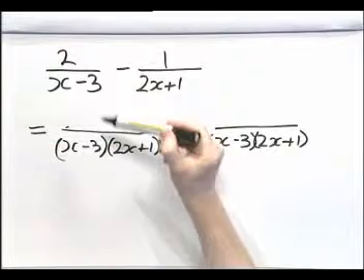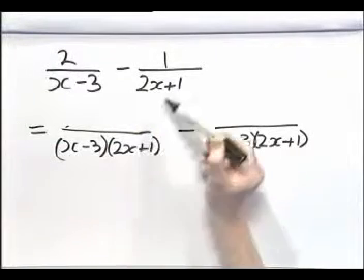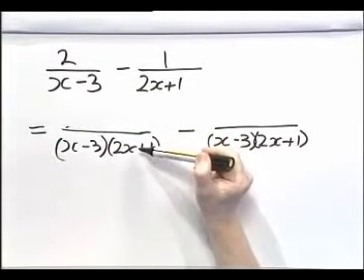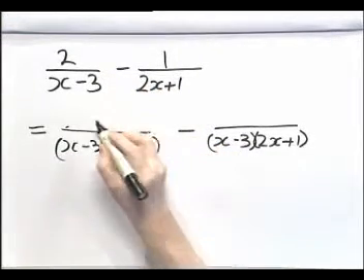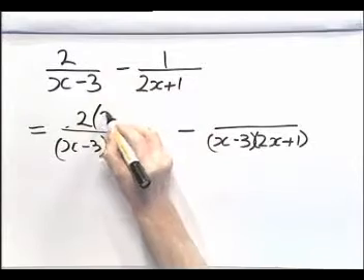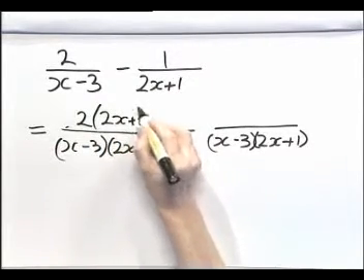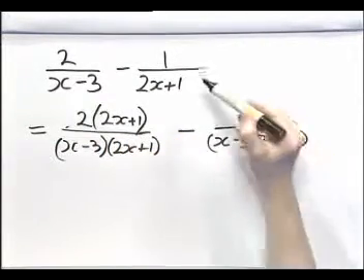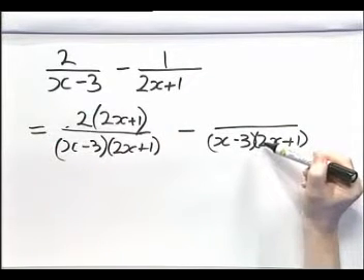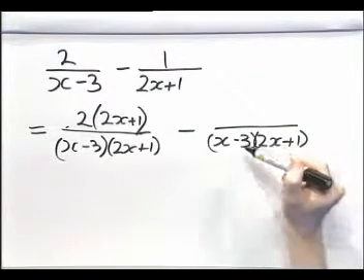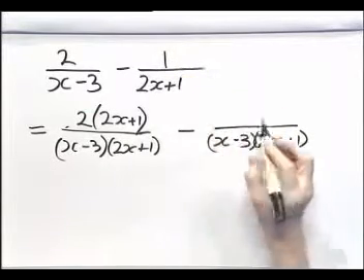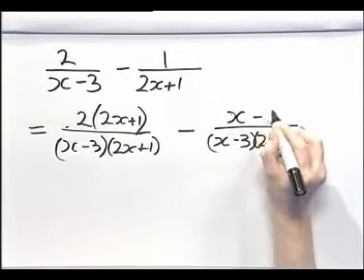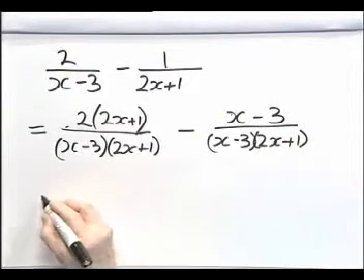In order to get from there to there, we multiplied by 2x plus 1. We've multiplied the denominator by 2x plus 1, so we must multiply the numerator by 2x plus 1. And in order to get from here to here, we've multiplied the denominator by x minus 3, so we've got to multiply the numerator by x minus 3, and this gives us just x minus 3.